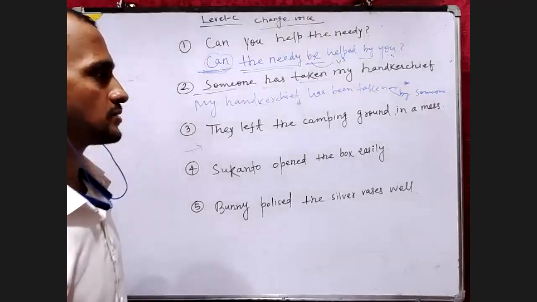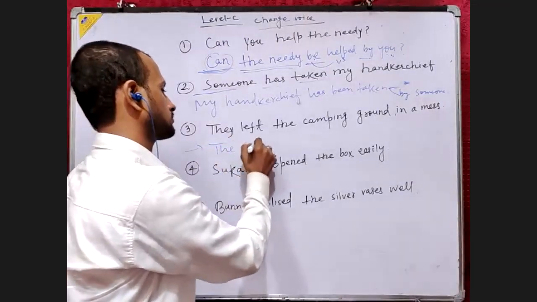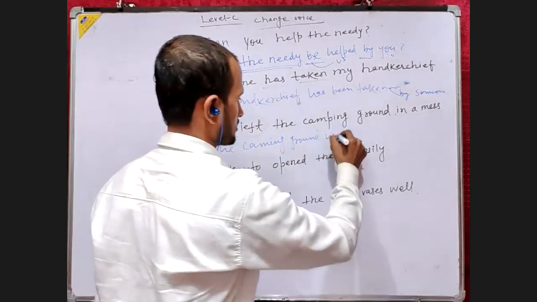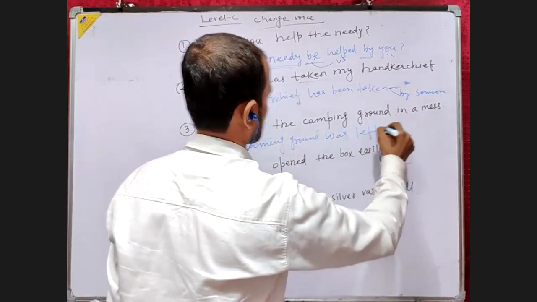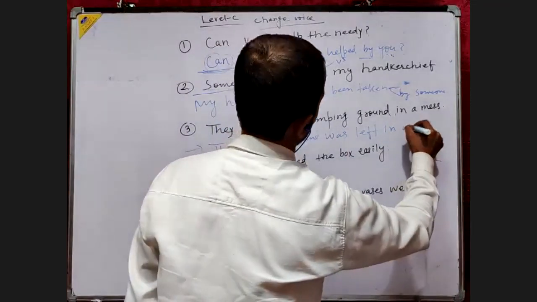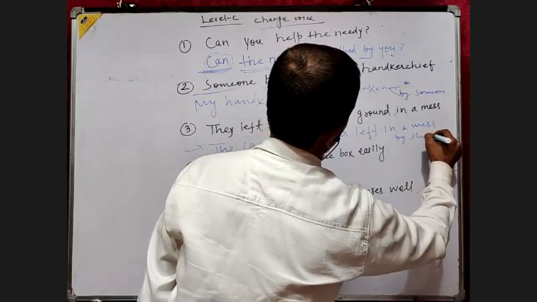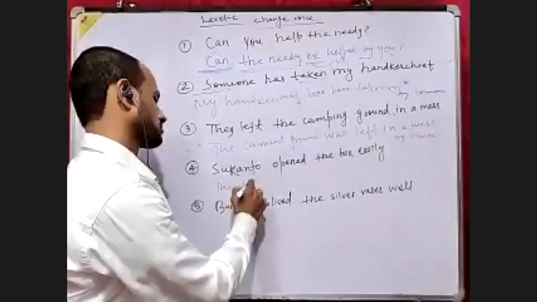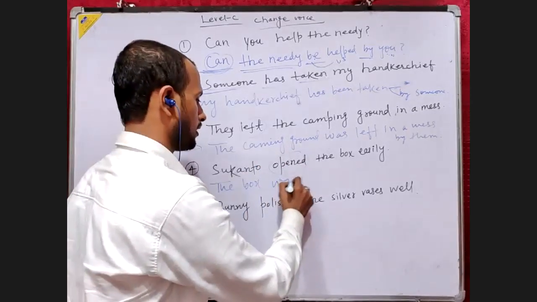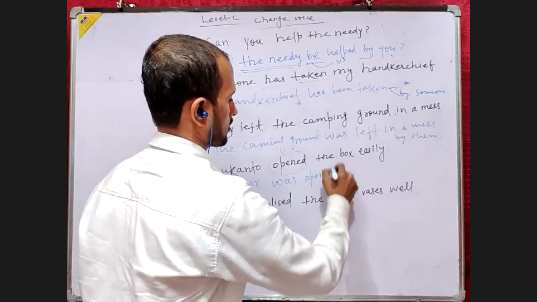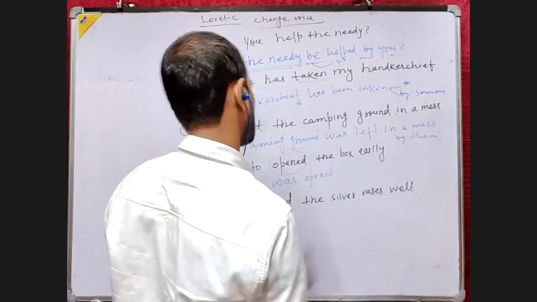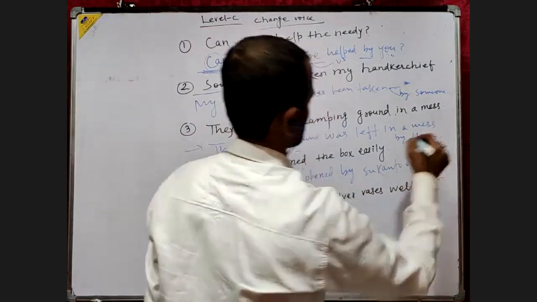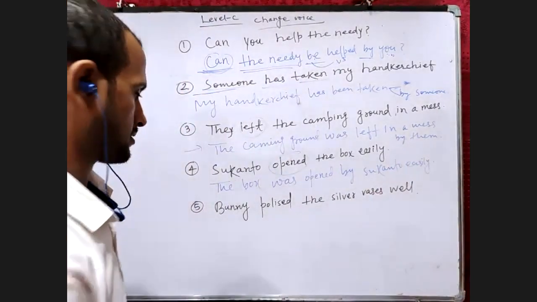Question number 3. What is the object? The camping ground. It is V2, that's why we will write was. Camping ground was left in a mess by them. Sukanto opened the box easily. What is object? The box. It is a V2. That's why we will write was. The box was opened by Sukanto easily. Bunny polished the silver vessels.